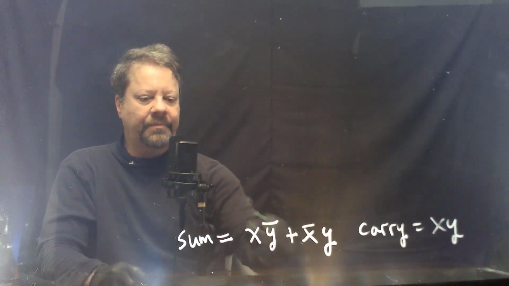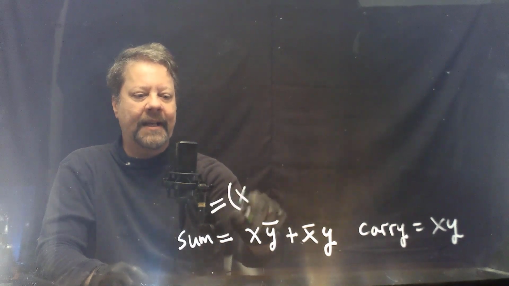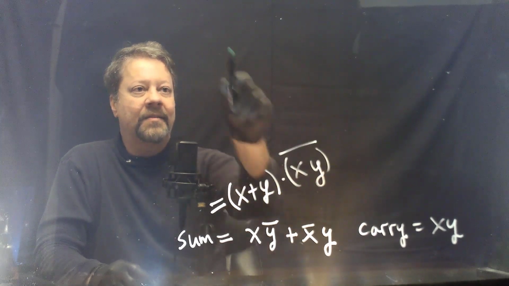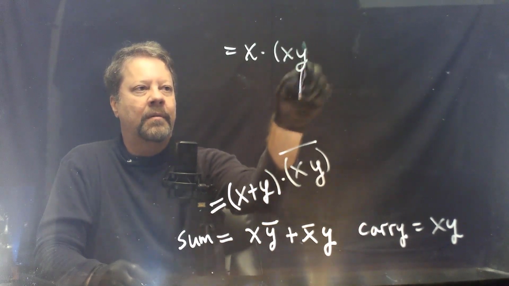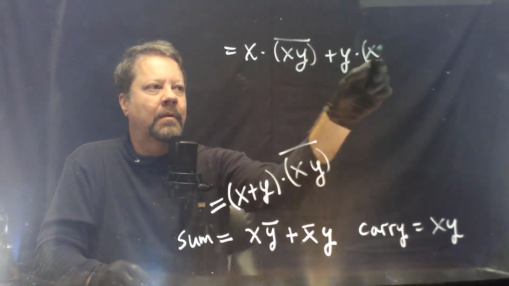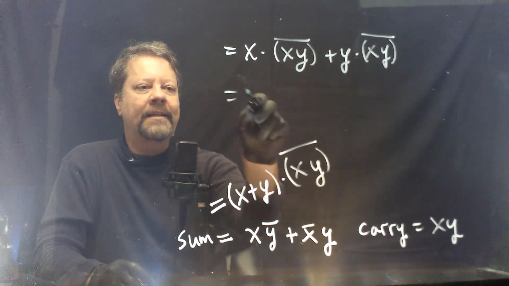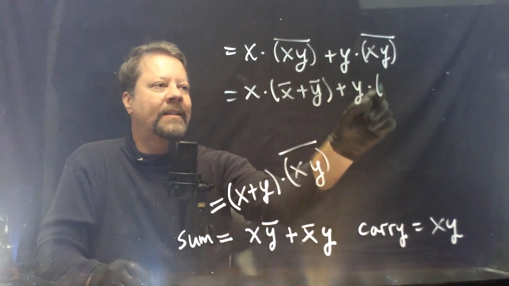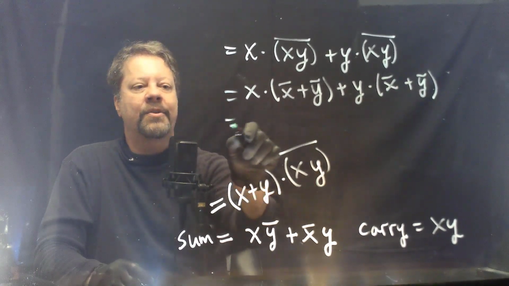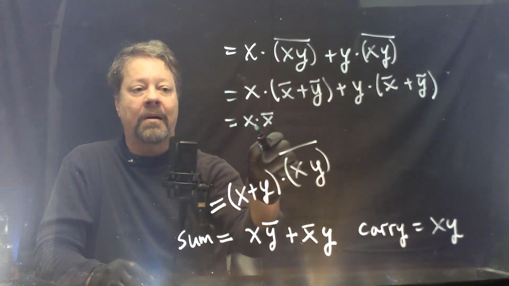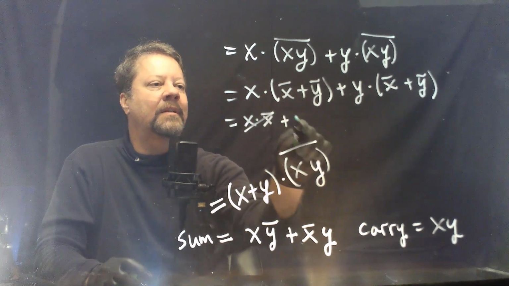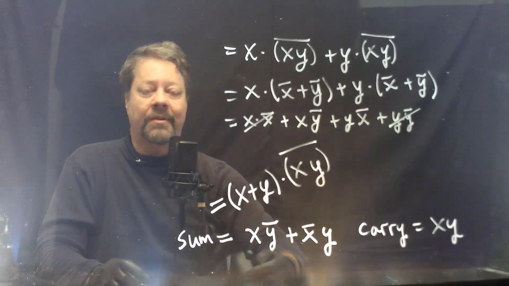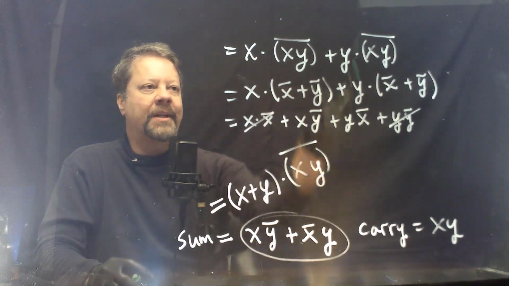One thing I'd like to note is that this sum output can also be represented as x plus y times the conjugate of x times y. To see this, we can distribute and then work out this conjugate as x conjugate plus y conjugate, plus y times x conjugate plus y conjugate, and then distribute again. x and x bar is false, so we can cancel out those terms, plus xy bar plus yx bar plus yy bar, which is always 0, and so we can forget that term. And so this can be represented by this.